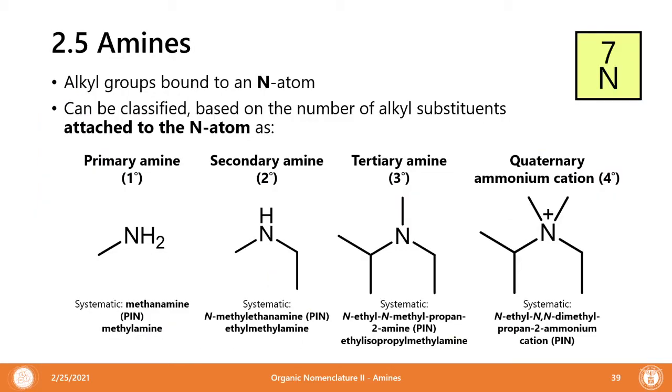So the amines are alkyl groups bound to a nitrogen atom. They can be classified based on the number of alkyl groups attached to the nitrogen atom. In particular, an amine can be primary with one alkyl group, secondary with two alkyl groups, or tertiary with three alkyl groups, or quaternary with four alkyl groups and a formal positive charge. So how do we name them?